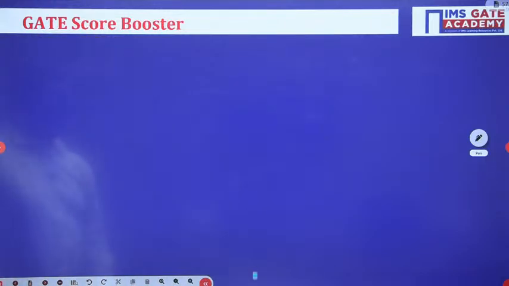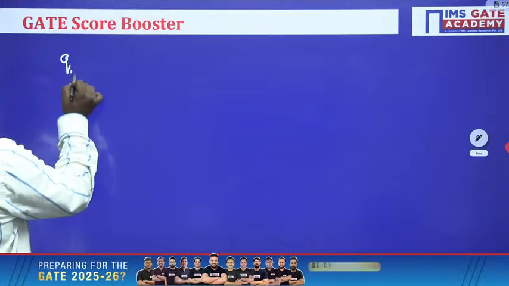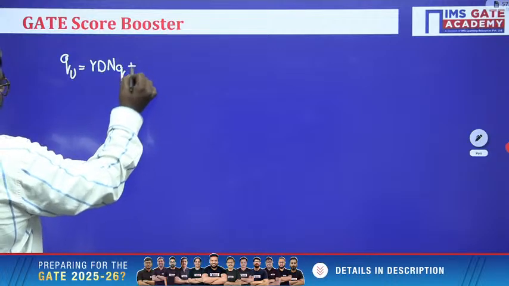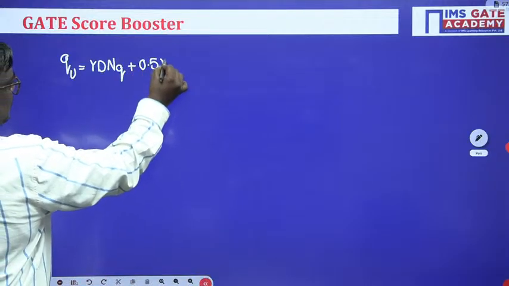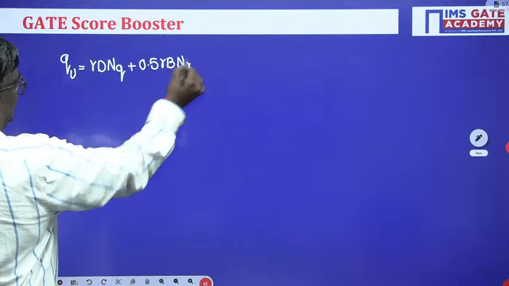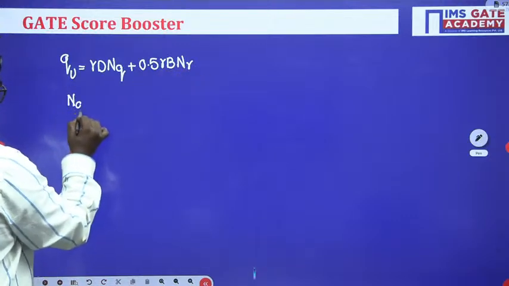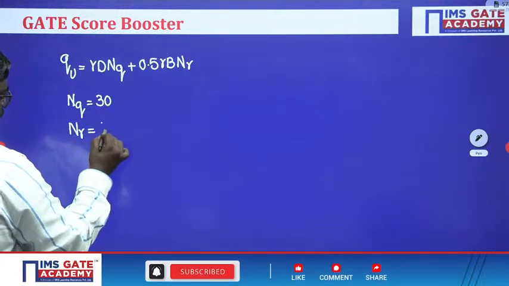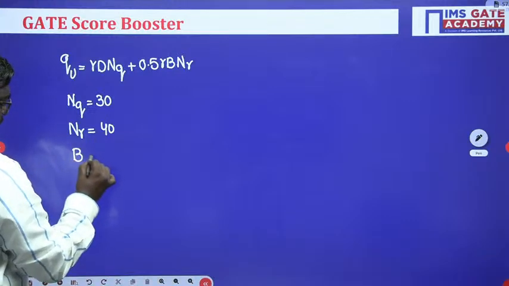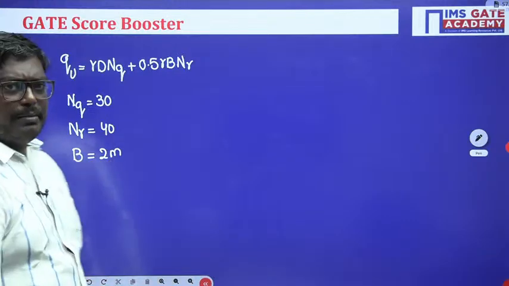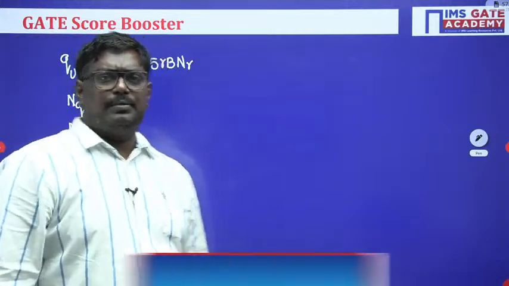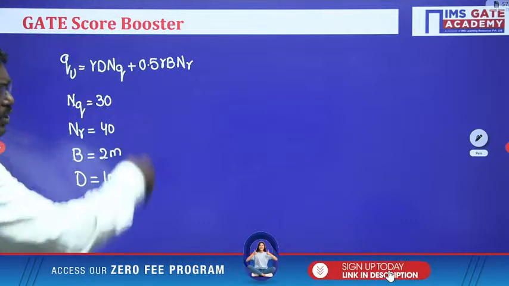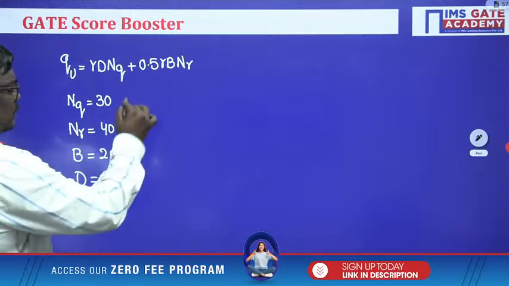So if you apply the equation here, q_u is equal to gamma D Nq plus 0.5 gamma B N gamma. They have already given Nq is equal to 30. N gamma is given as 40. Width of the footing is 2 meter. Are you following, my dear students? Similarly, the depth of the footing is 1 meter. So you know all the values. Just plug in these values.